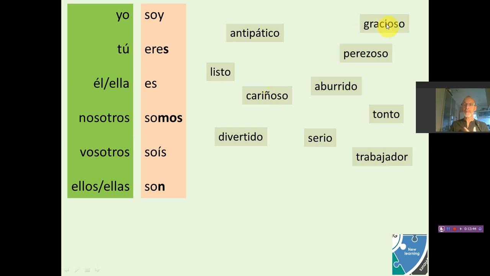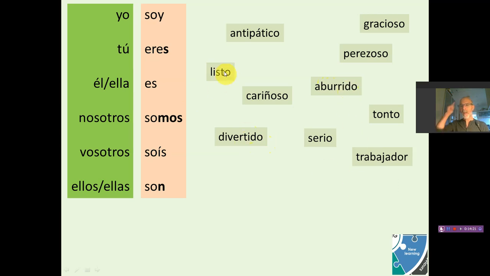Gracioso, funny. What did I pair that with in the pairs earlier? It was, I think, serio. So we got funny, serious. Gracioso, serio. And be careful because gracioso is funny. We need to be aware that fun is a different adjective, and which of these adjectives is fun? It is divertido. And divertido, I paired that one up with aburrido, meaning boring. So divertido, fun, aburrido, boring.